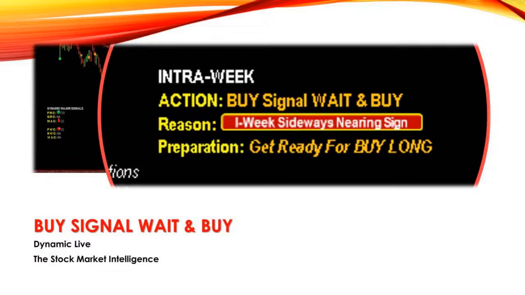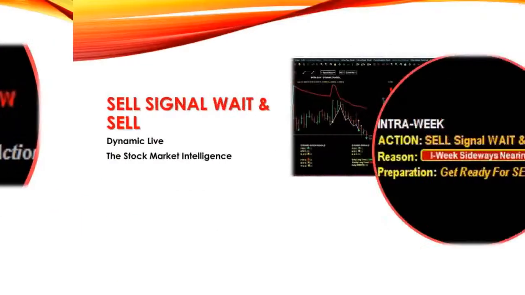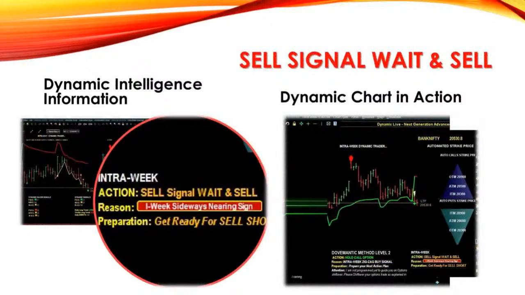Similarly, even in a downtrend, if it feels that the price is going to decrease even further, then it will be written as sell short, act now. It means sell signal has come, take a short position, sell it immediately. And many times when it feels that this is a trap, then here it will be written as sell signal, wait and sell. In one similar situation, when we were trading in Bank Nifty in the month of June, it was written here as sell signal, wait and sell.